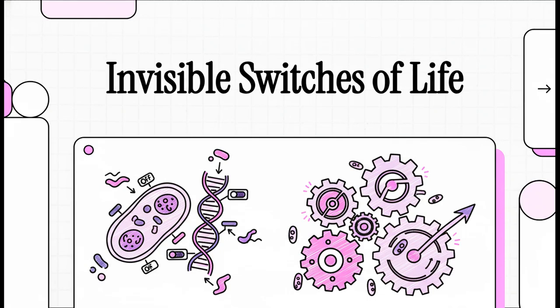Have you ever stopped to think about how a single tiny cell knows what to do, or when to do it? Well, deep inside every living thing, there's this incredible world of microscopic machinery, constantly flipping switches on and off, reacting to the world. Today, we're going to take a look at those invisible switches, the tiny decision makers that are really running the whole show.